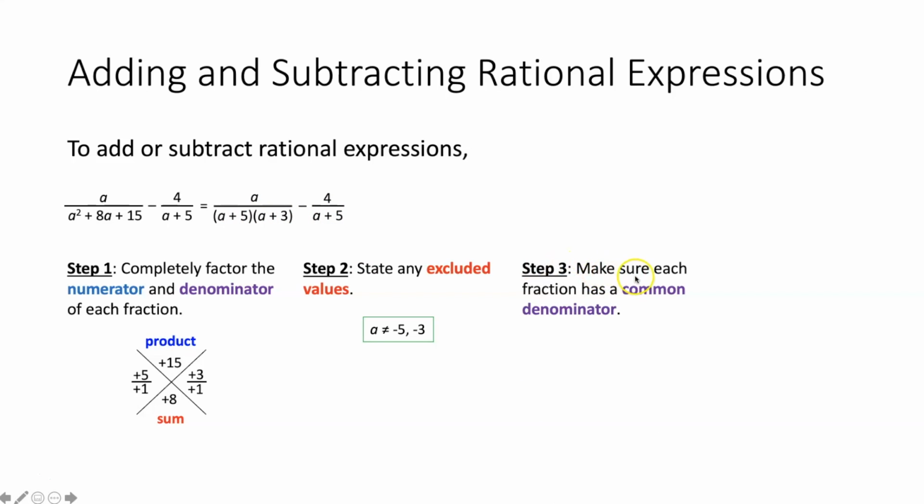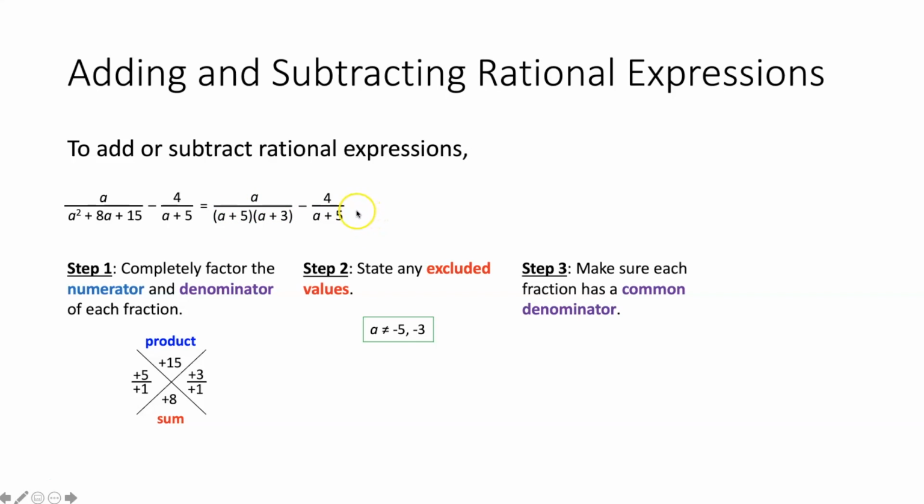Next, step 3, we want to make sure each fraction has a common denominator. So like we were just saying, if you want to add or subtract fractions, they need to have a common denominator. This denominator is a plus 5 times a plus 3. This denominator is a plus 5. They are not the same denominator. Well, how do we get them to be the same denominator? Since this denominator has an a plus 5 and this one does as well, the only difference is this a plus 3. So I'm going to take the quantity a plus 3 and multiply it to this denominator, and that would give me the same denominator as over here.